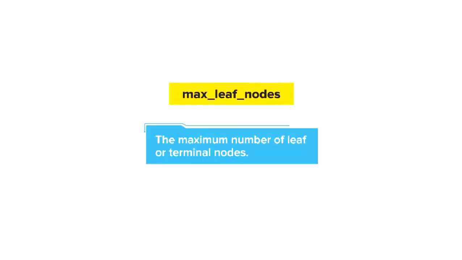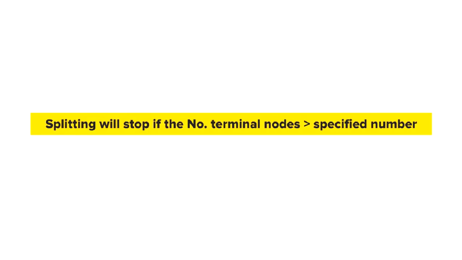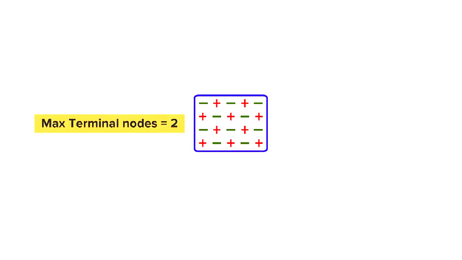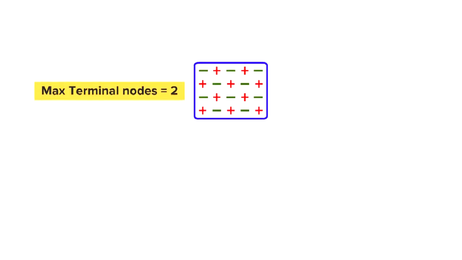Now, let's move on to another parameter called max leaf nodes. This parameter specifies the maximum number of leaf or terminal nodes. If after splitting we have more terminal nodes than the specified number of terminal nodes, it will stop the splitting and the tree will not grow further. Let's say we set the maximum terminal nodes as 2 in this case. As there is only one node, it will allow the tree to grow further.